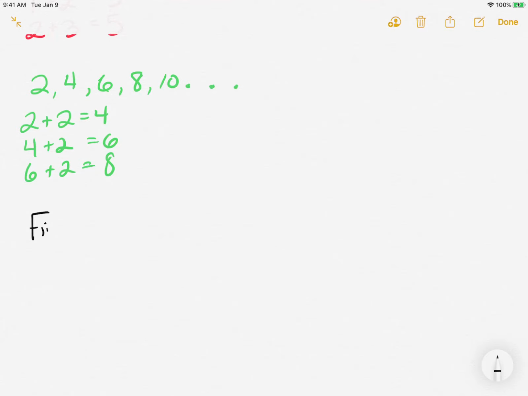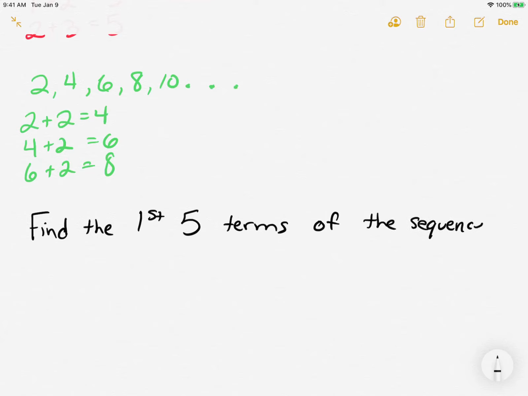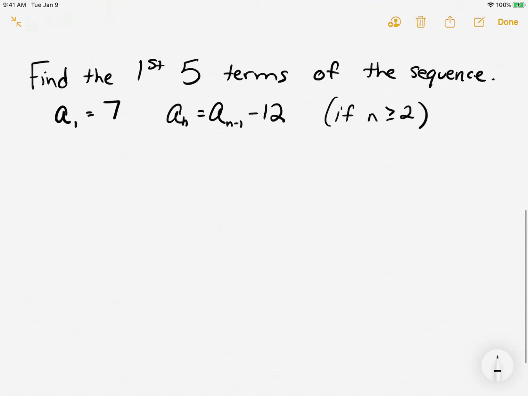Okay, so let me show you how you would do one of these. Let's find the first 5 terms of the sequence. I promise, much like Mrs. Taylor in the morning, it looks scarier than it really is.